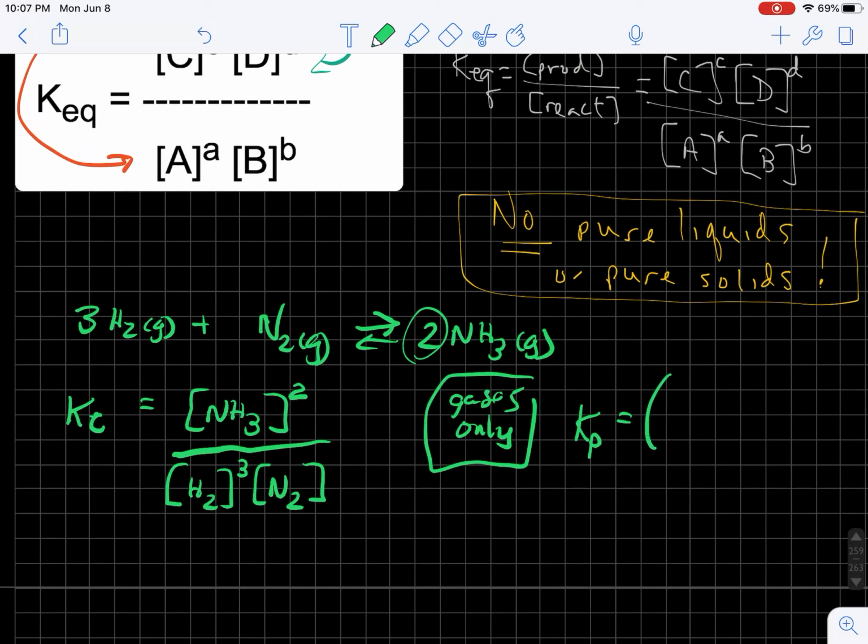And it's the same thing, except instead of brackets, they use parentheses. A capital P for pressure, so we'd say the pressure of the ammonia squared over the partial pressure of the hydrogen cubed times the partial pressure of the nitrogen. That's normally how you're going to see it, but at this level I would accept Kc or Kp. Now, this no pure liquids, no pure solids thing.